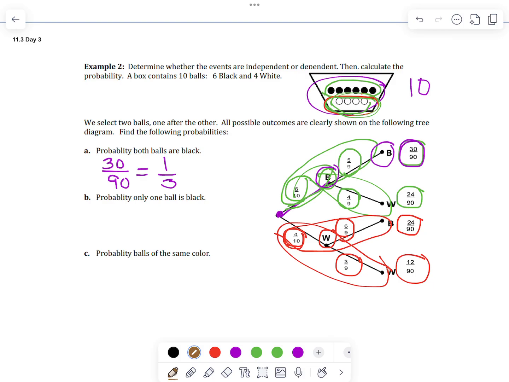Now you're going to get only one ball is black. So you could have black and then white. And then white and then black.